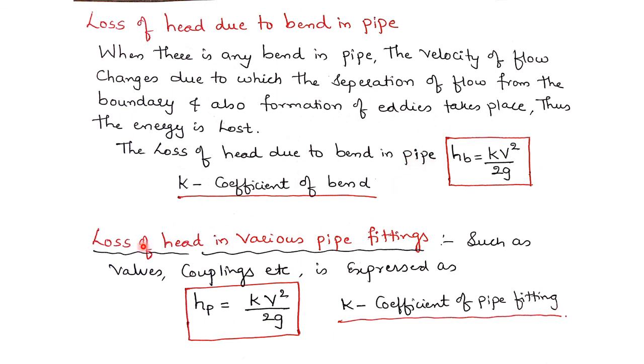Next one is loss of head in the various pipe fittings such as valves, couplings, etc. It is also expressed in a similar form, where HP, that is loss of head due to various pipe fittings, is given by K into V square divided by 2G. Same formula, where K is the coefficient of the pipe fitting. So if in the problems the bend is included, or if any valve is included, then we use these formulas. Otherwise we will not use these formulas.